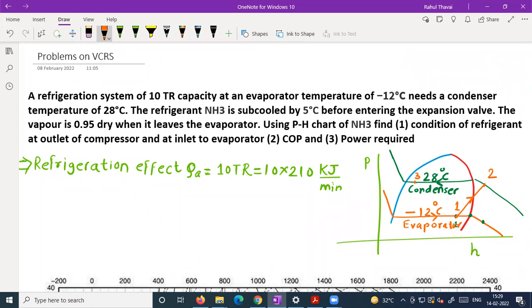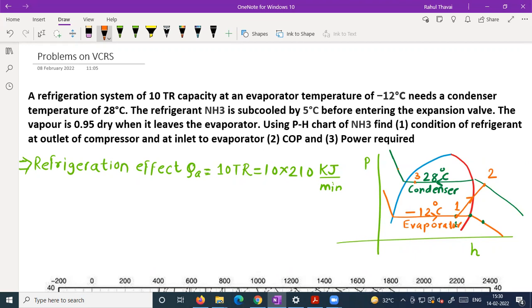Now in the problem it is mentioned the refrigerant is subcooled by 5 degrees Celsius. So what is the temperature here? It's 28, because the condenser temperature is 28. All of you try to understand. What is the condenser temperature? It is 28. So we need to subcool it by 5 degrees Celsius. So I will get point number 3 somewhere here, with temperature equal to 28 minus 5, that is 23 degrees Celsius.